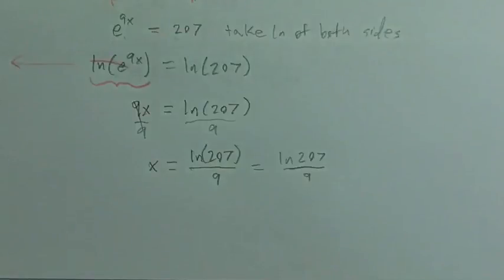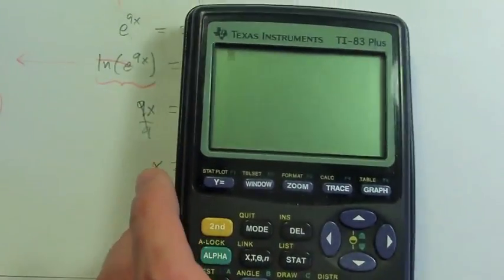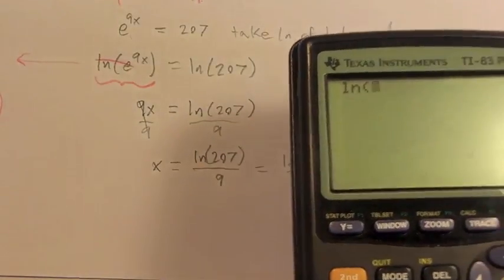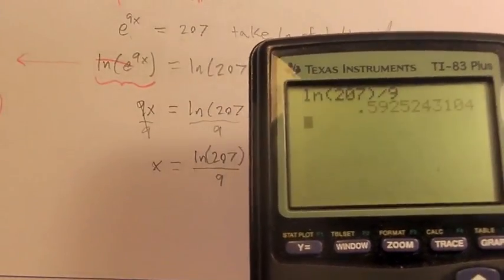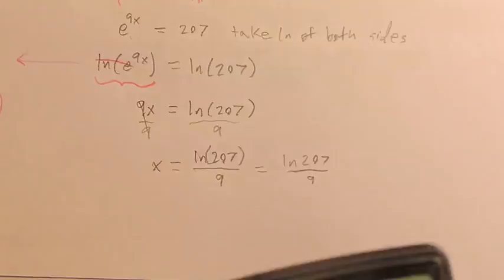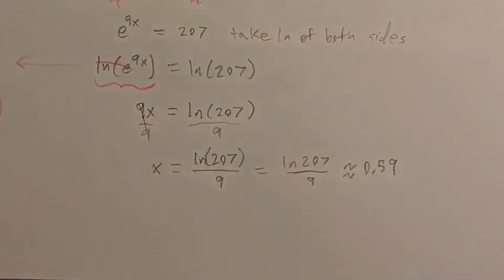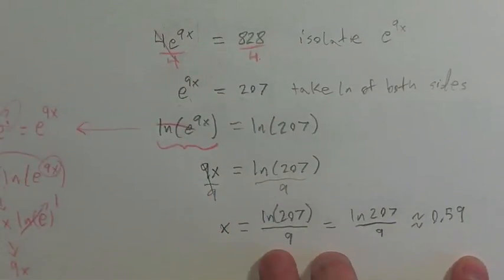And then if I wanted to find what that was on the calculator, I would do ln 207, close my parentheses, divided by 9, and we get about 0.59 when we round to, say, 2 decimal places. MyLabsPlus will actually tell you how many decimal places to round to if they're picky about it, if they care. But there we go. Here's our x value.